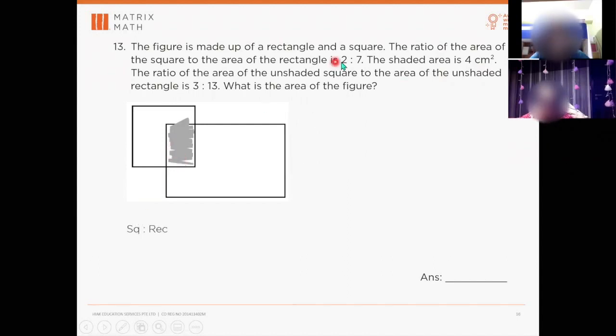Okay, so the ratio square to rectangle, I'll write that down first. 4 cm square, I will annotate it on this shaded part. So record all your data out first.